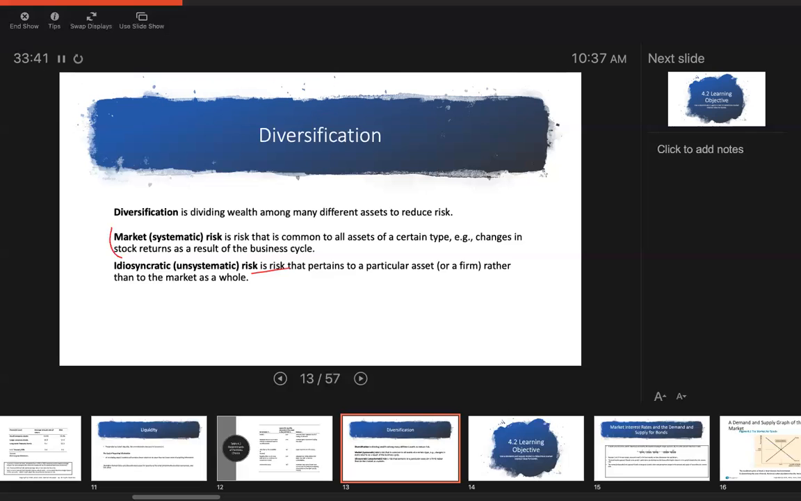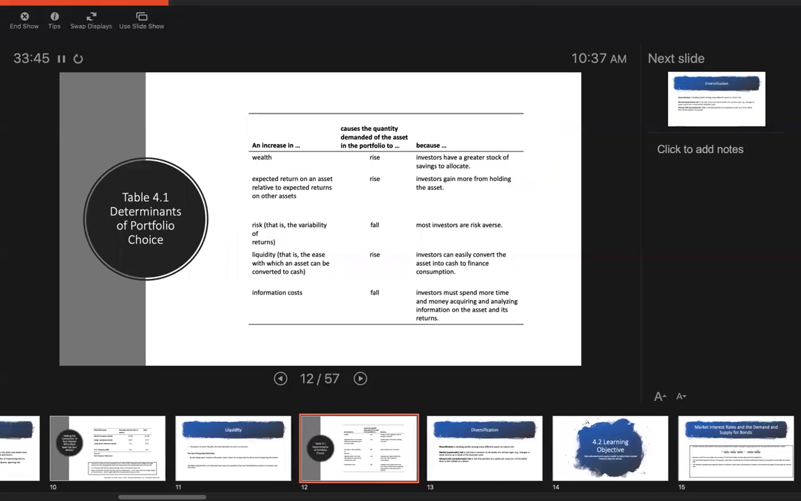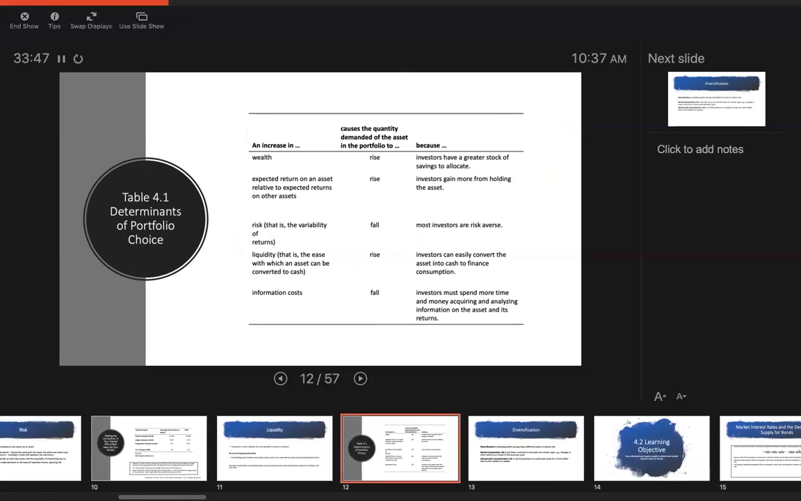Okay. All right. So those are the 5 determinants of portfolio choice: the level of wealth that the investor has, the expected return on different asset classes, the level of risk associated with these expected returns, the amount of liquidity which is built into that asset, and the cost of acquiring information about an asset.